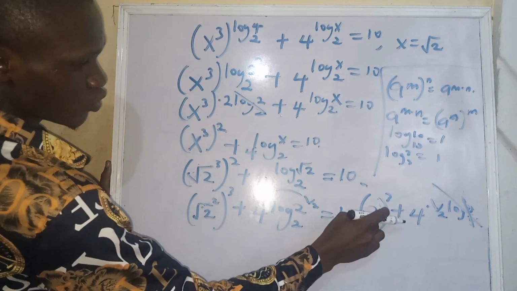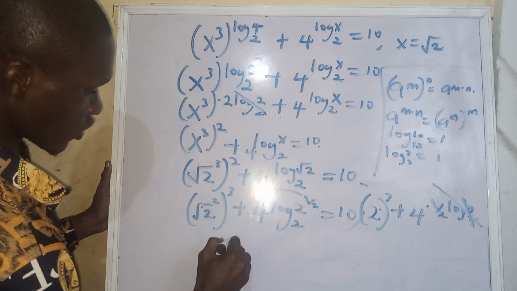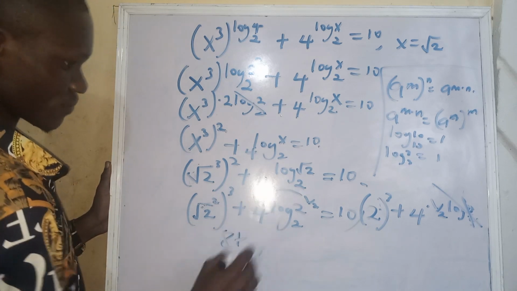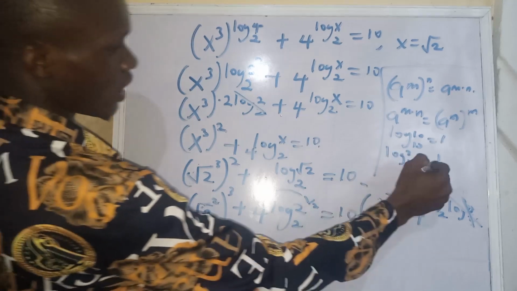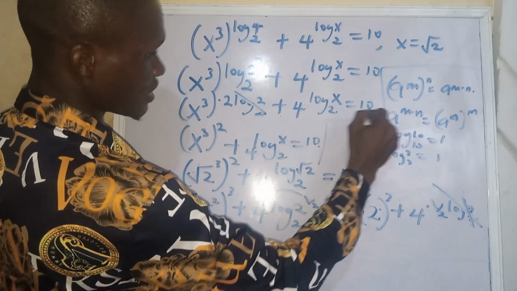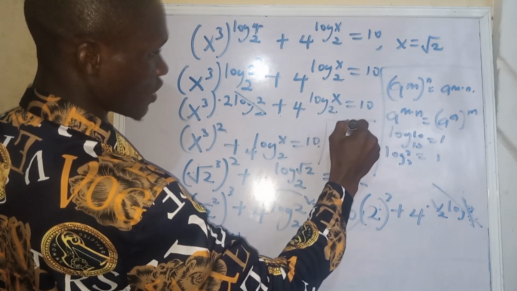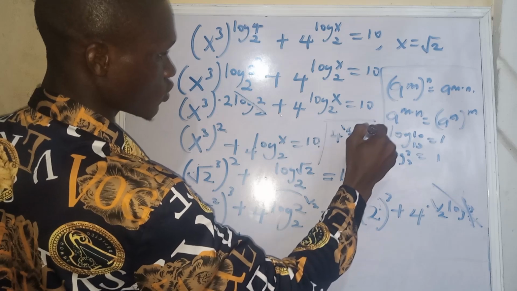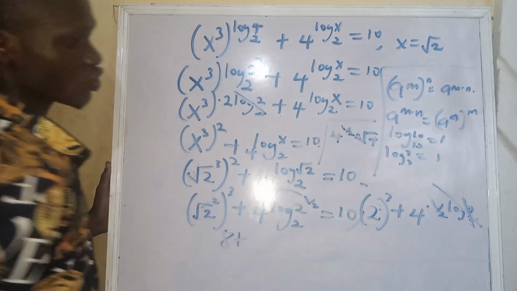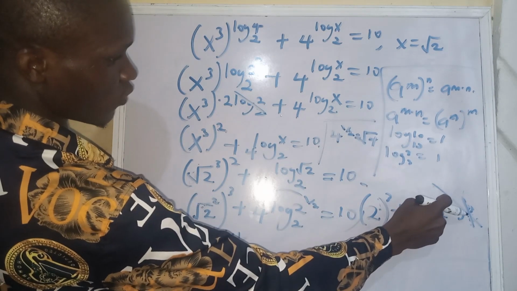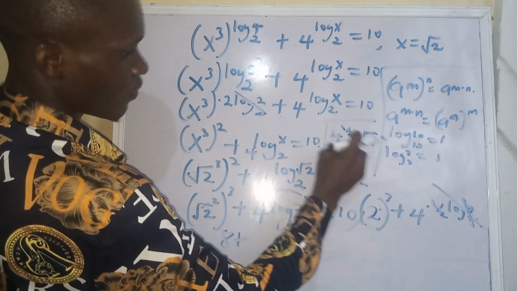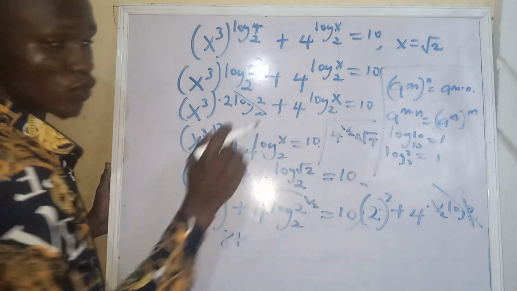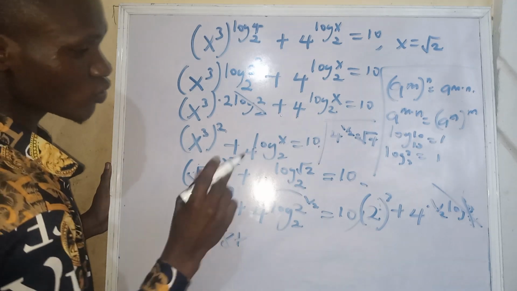So we're now having 2 to the power of 3, and 2 to the power of 3 is going to give us 8. 8 plus, we are now having 4 to the power of 1 all over 2, which is also equals to the square root of 4, because we are saying 4 to the power of half, 1 all over 2. And the square root of 4 is going to give us 2.